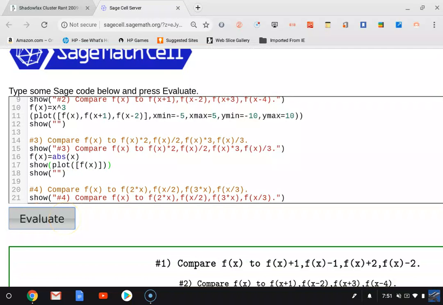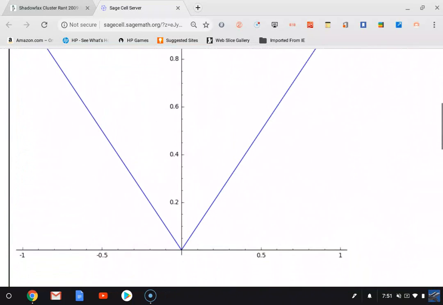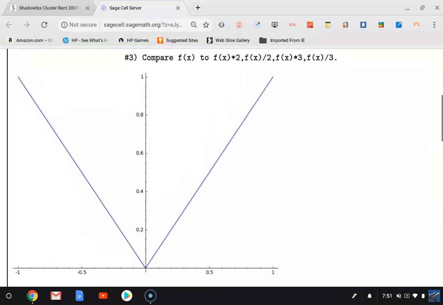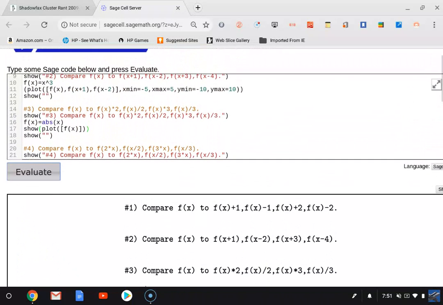Let's graph that. Now that's the absolute value function, which looks like a V. There it is. And again, it's not the square window, but that's okay. All right, so what happens if we divide all the y values by 2 or multiply all the y values by 3 or what have you? Okay, so here we go.